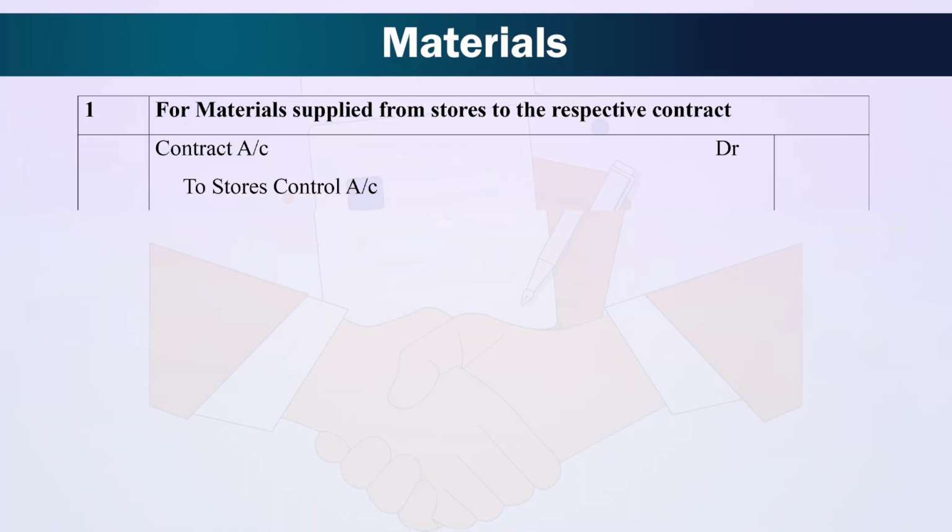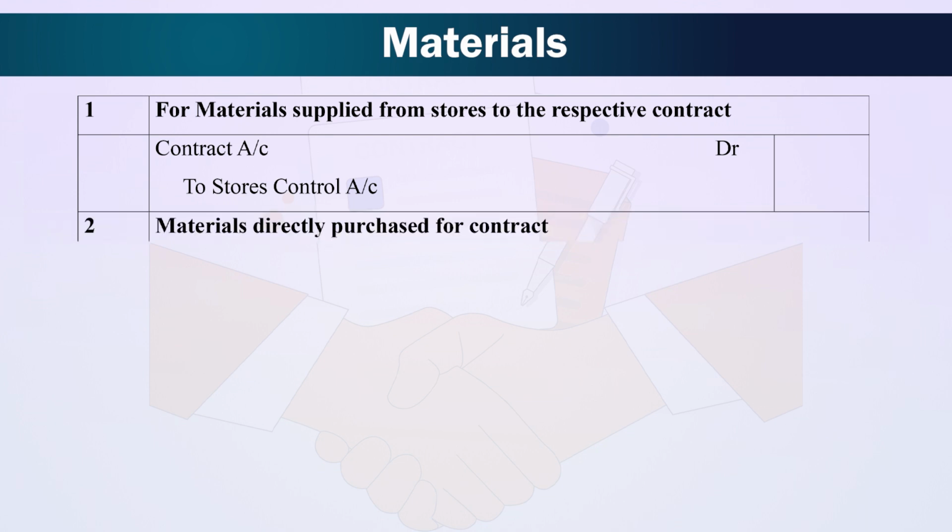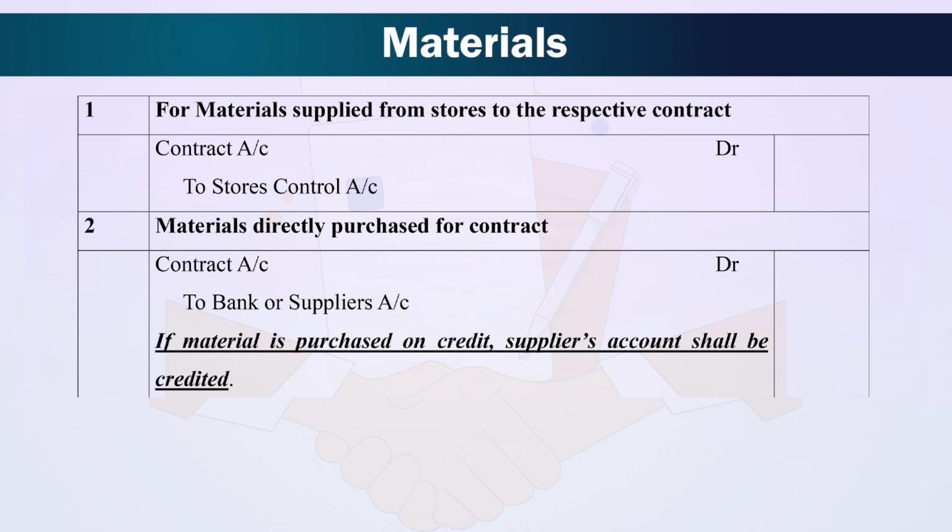Number 1, for materials supplied from stores to the respective contract, the journal entry will be contract account debit to stores account. Second, journal entry for materials directly purchased for the contract: contract account debit to bank account or suppliers account. If material is purchased on credit, suppliers account shall be credited.